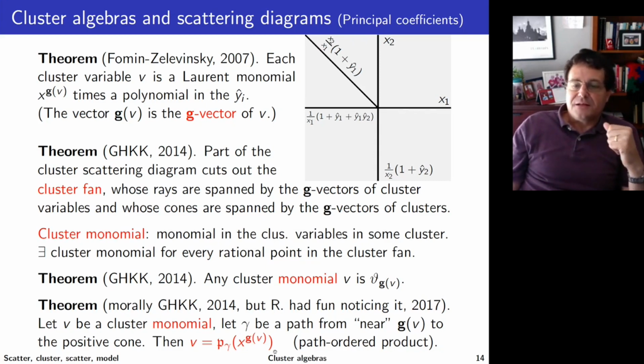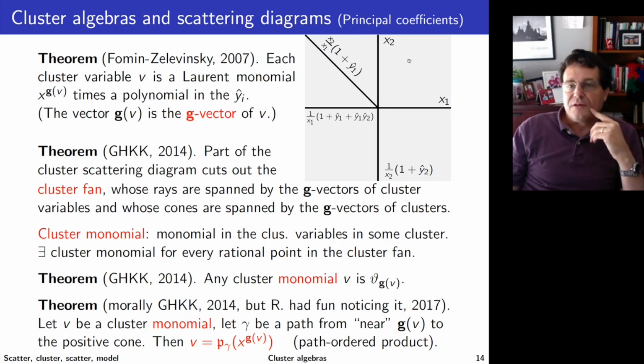The path-ordered product needs to start near that g vector and go back into the positive cone. I'll try to point to this picture with my mouse. We had a path that started here and went back to the positive cone. The g vector that we started with, x1 to the minus 1, was really a vector pointing in this direction. So we started near that and went home.